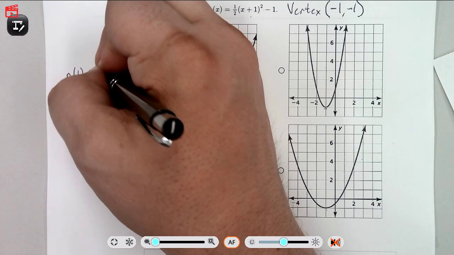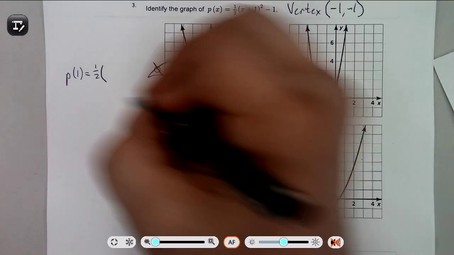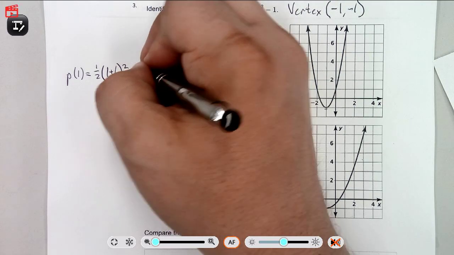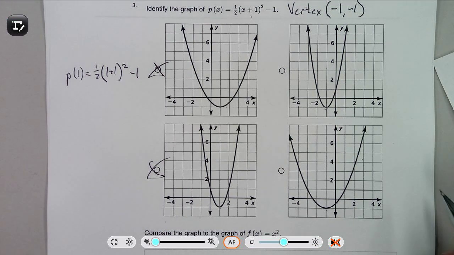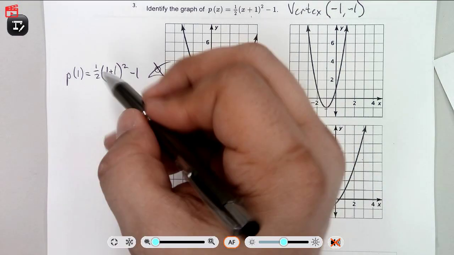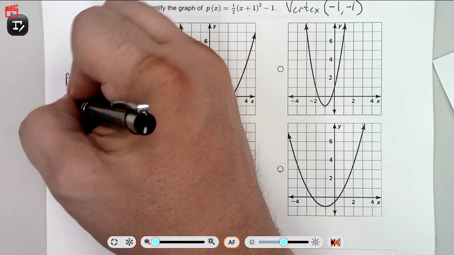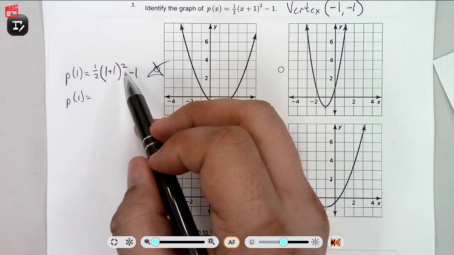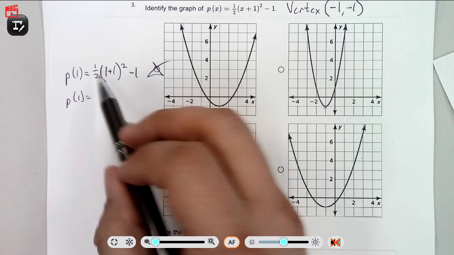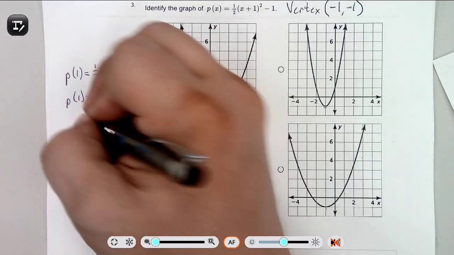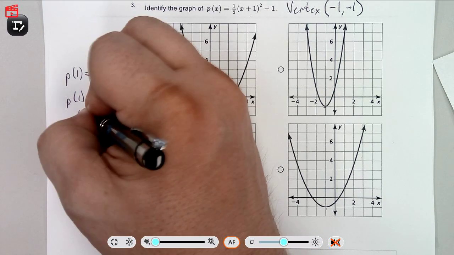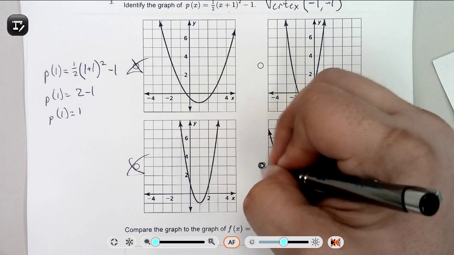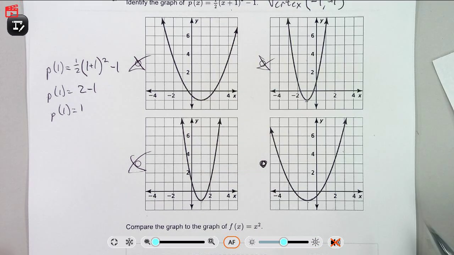That's 1/2 times 1 plus 1 squared minus 1. So P of 1. 1 plus 1 is 2. 2 squared is 4. Half of 4 is 2. So P of 1 is 1. That does check out. So this would be our answer choice, not this one.